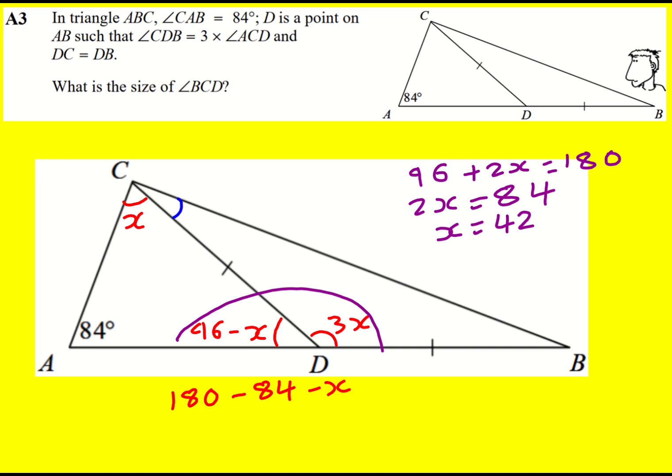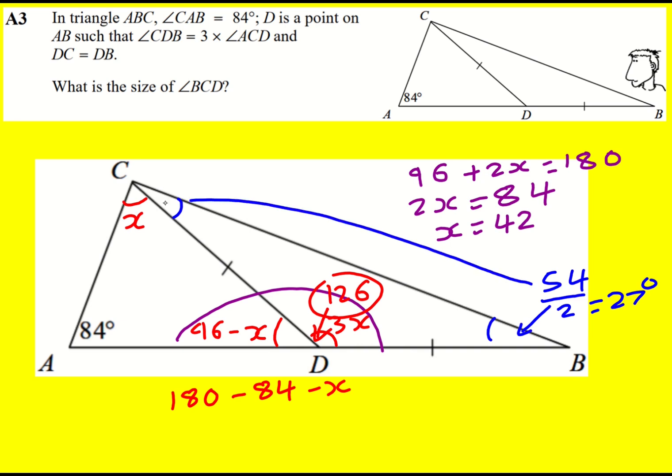We're not quite done, but we're nearly there now. So if I times that by 3, I get 126 for this angle here, which means the total of the others is going to be 54 degrees. Now I'm sharing that between two of them that are exactly the same. So to finish this off, I do 54 divided by 2, give 27 degrees. So that is that angle there, but also the one that we're interested in, BCD.